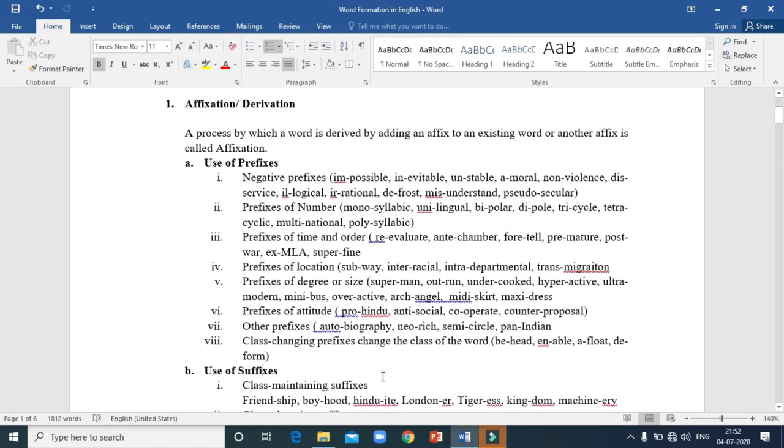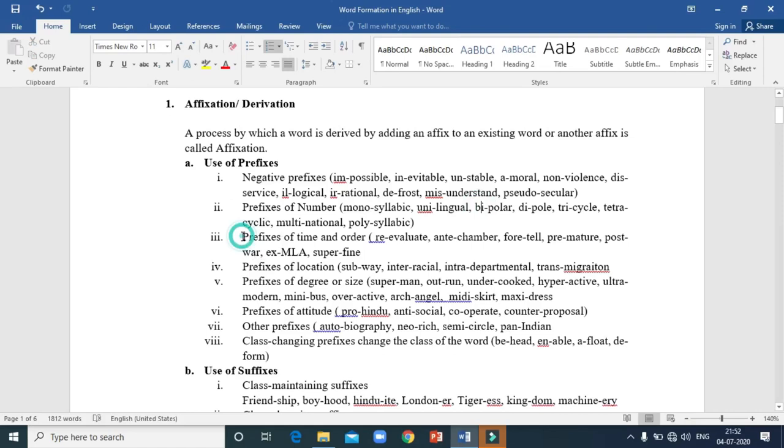So let's look at the use of prefixes. We have some negative prefixes like im, in, un, etc. Like impossible, inevitable, unstable, immoral, non-violence, disservice, illogical, irrational, defrost, misunderstand, pseudo-secular. All these are negative prefixes. And the second category is prefixes of number. They signal a number: monosyllabic, signaling one, unilingual, again one, bipolar, dipole. These two signify two. Tricycle, tetracyclic, multinational, polysyllabic.